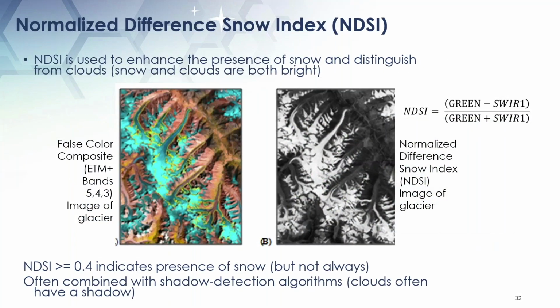The Normalized Difference Snow Index is useful to determine areas that are covered with snow, and it uses the green and shortwave infrared bands. When the NDSI value is at 0.4 or above, we have confidence that there is snow in this location. The challenge with NDSI is that because snow is highly reflective, it's oftentimes confused with clouds. But we can see here an example of snow on a glacier using this index.